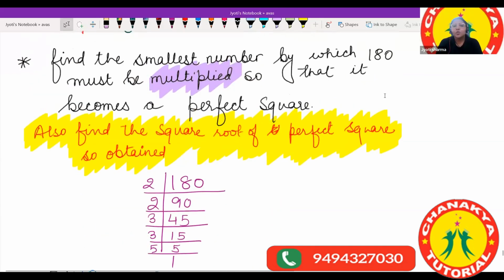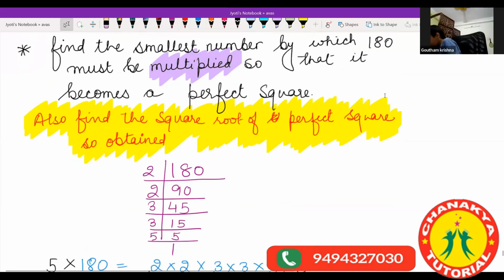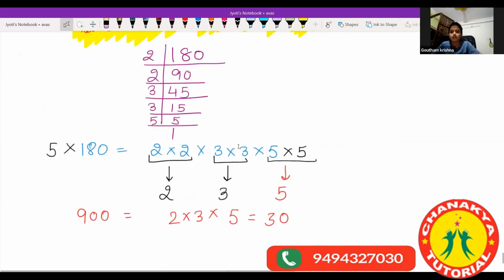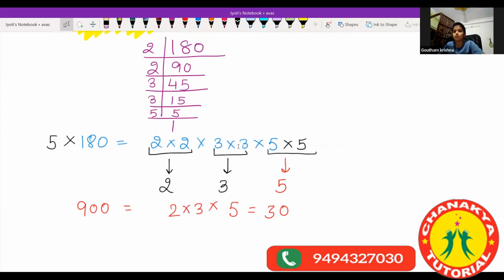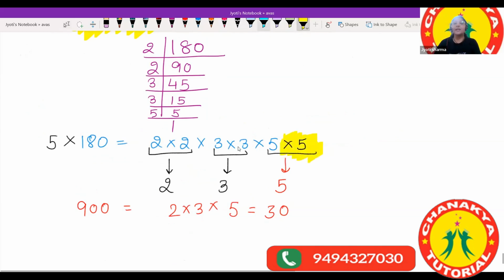Last year the question was: find the smallest number by which 180 must be multiplied so that it becomes a perfect square. Also find the square root of the perfect square so obtained. Meaning that if you multiply by a number you will get a perfect square, and you need to find the square root of that perfect square. Here for 180, we did the prime factorization and found that one 5 is less. If we give one more 5, we will have a proper pair and can get a perfect square. So I will multiply by 5. See, this 5 is my extra 5.